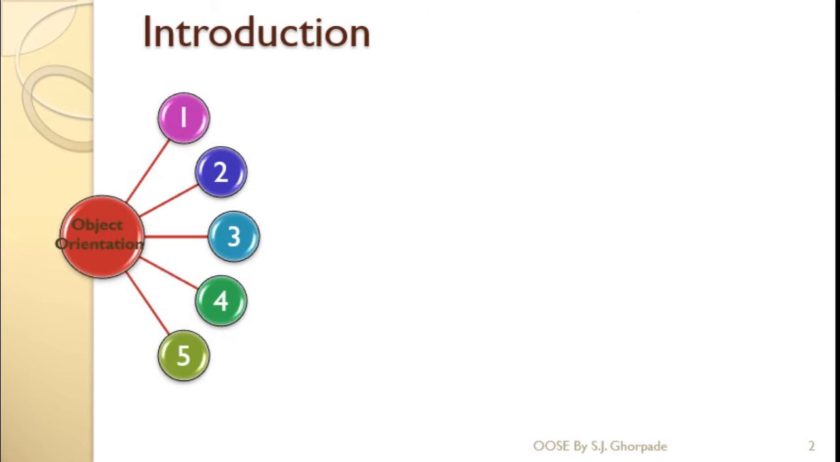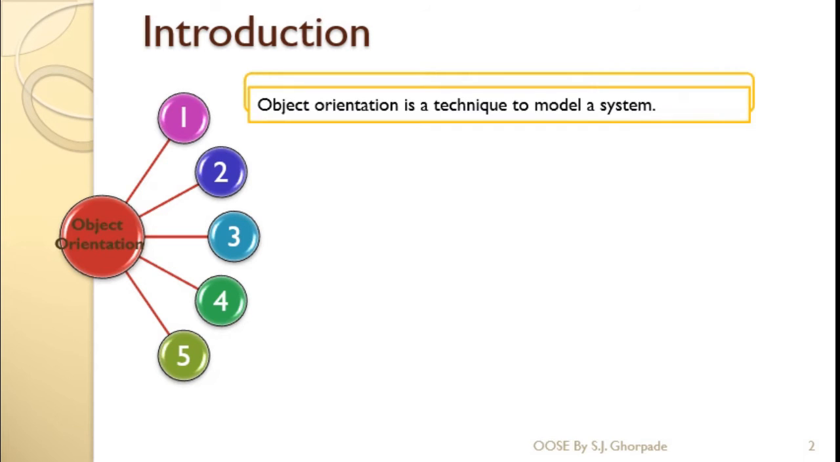Now, introduction. Object orientation is a technique to model a software system. To model a software system means you have to represent that software system in a diagrammatic form or in some graphical notations. Two graphical notations all of you already use, that is entity relationship diagram and data flow diagram. Now in this course we are going to study different types of diagrams like class diagram, object diagram, use case diagram, interaction diagram, component diagram and many more.